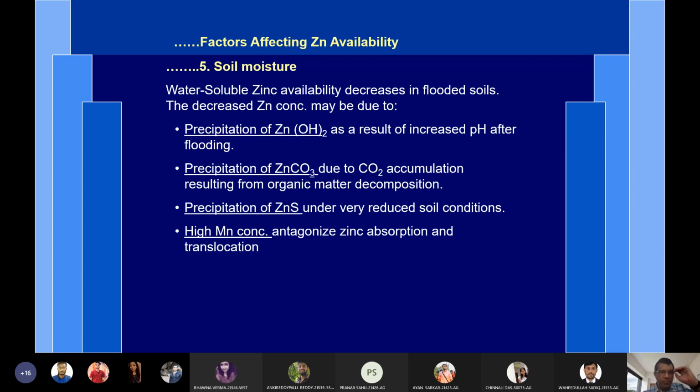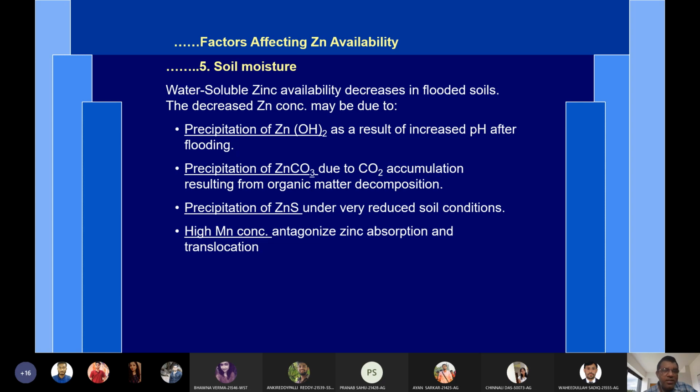Now you see, water-soluble zinc availability decreases in flooded soil. So actually this zinc deficiency is a major problem with the flooded soil, where you have transplanted puddled rice and you keep your soil ponded with water continuously. So under those conditions, zinc deficiency is more pronounced. So water-soluble zinc availability decreases in flooded soils.